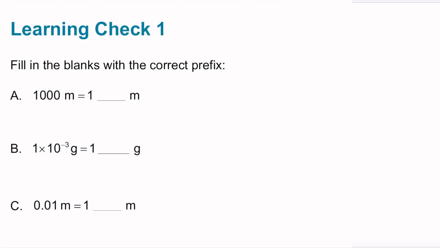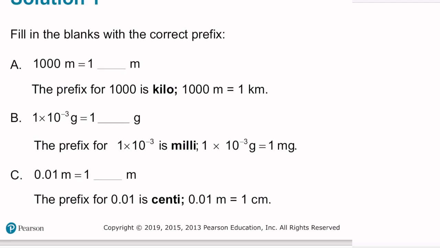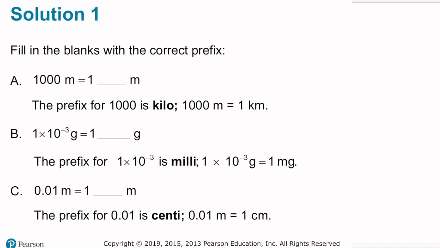Let's have a learning check. 1,000 meters is 1 what? 1 times 10 to the minus third grams is, what's the prefix here? And 0.01 meters is blank meters. So let's fill in with the correct prefixes. 1,000 meters is a kilometer. 1 times 10 to the minus third grams is a milligram. 0.01 meters is a centimeter.